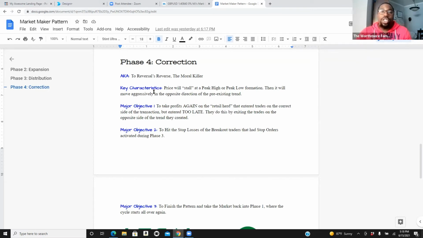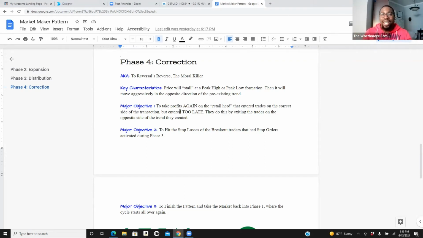You don't know that phase 4 is coming up, which is the correction phase, right? Key characteristics, price will stall at a peak high or peak low formation. So you're going to see price stall at a peak low formation, and then it will move aggressively in the opposite direction of the pre-existing trend, right? That's the key characteristic of the correction phase. Major objective is to take profits again on the retail herd that entered trades on the correct side of the transaction, but entered too late.